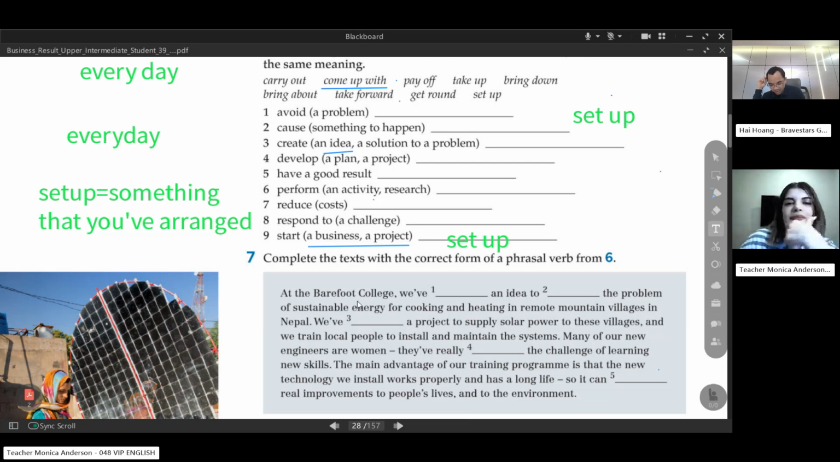I think bring about is better. Yeah, bring about. Why? Again, bring about can cause a change. So bring about, for example, a major change, outcome or something because of this. But you can also bring real improvements to people. So again, we can use take forward, but I would prefer bring about.